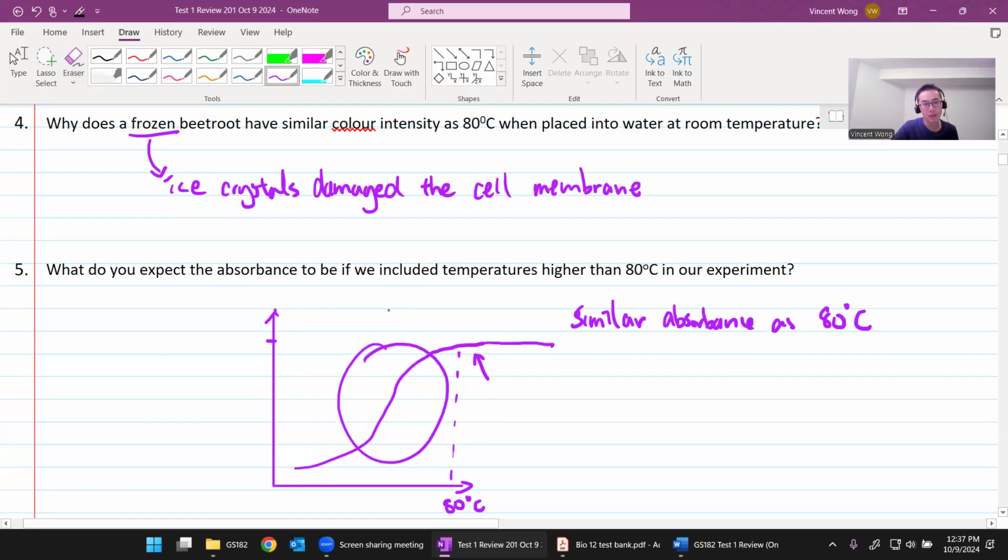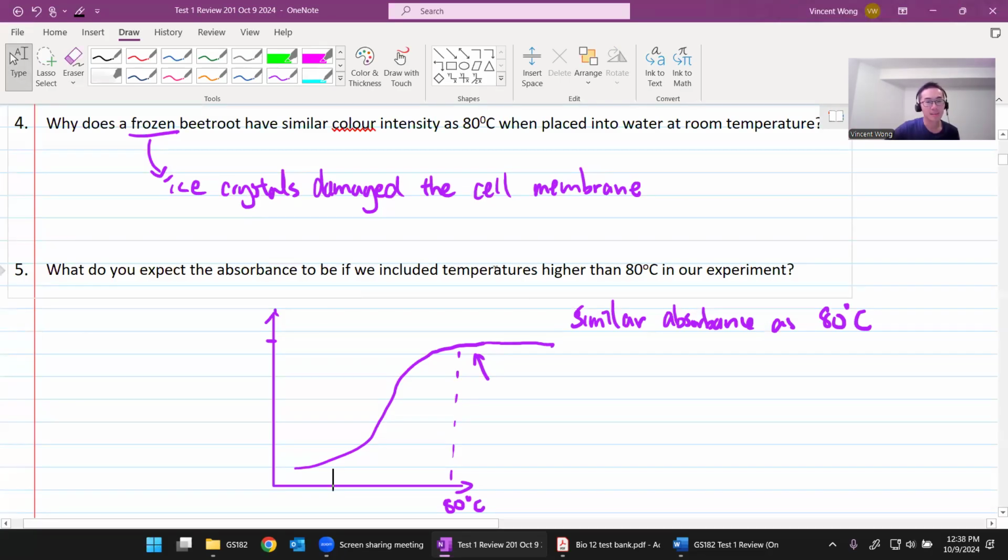Like the sharp increase occurs between 40 degrees to 60 degrees, beyond which, when you get to 70 degrees, 80 degrees, the graph starts to level off. Okay, so we're not expecting it to go up any further. That's because by the time you heat it up to 80 degrees, the cell membrane is pretty much destroyed. You guys talked about how the membrane proteins start to denature at that temperature, right? So essentially, the cell membrane is gone, so you are getting as much pigment coming out of it as possible. Heating it further is not going to release even more pigment. So the answer is similar absorbance as 80 degrees.